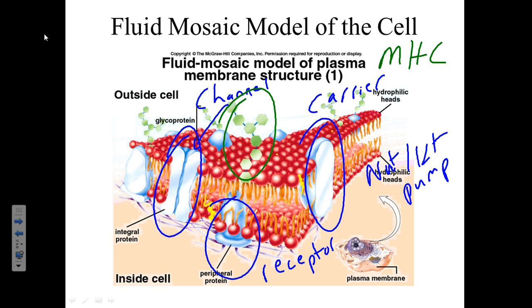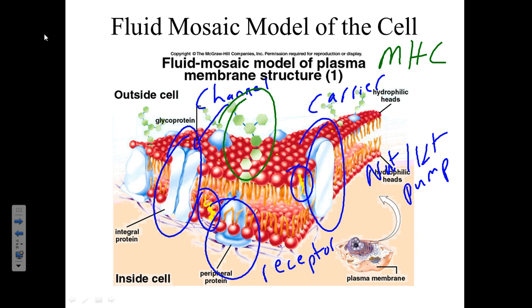MHC class 1s. All cells, and their job is to display antigens from inside to either helper T cells or killer T cells, and say, hey, I'm okay, or hey, I'm sick. You need to kill me before I make everybody else sick. So that's the purpose of MHCs. What are these yellow things spread out in the cell membrane? Protein. Those are molecules of cholesterol.